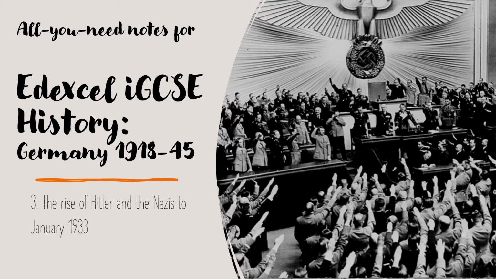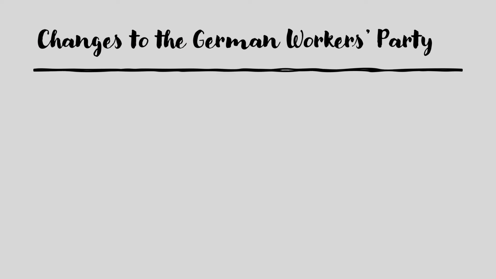And in this third episode in the series, we'll be looking at the rise of Hitler and the Nazis to January 1933 as part of the Germany 1918 to 45 part of the specification. I'll be looking at two effects of every single topic in it, and so let's begin. So firstly, the changes to the German Workers' Party.